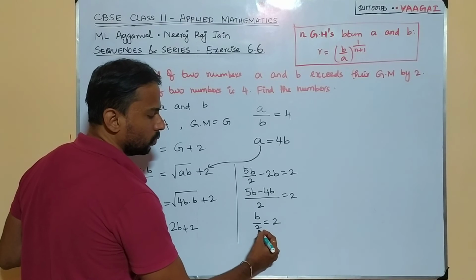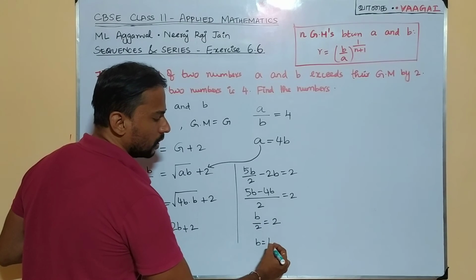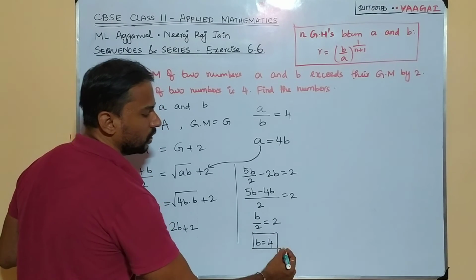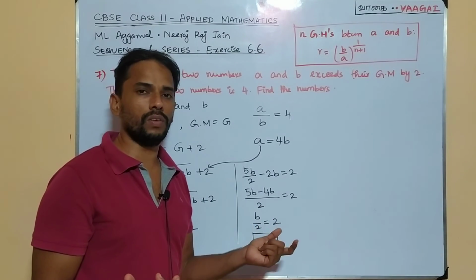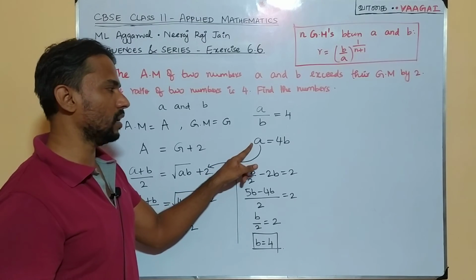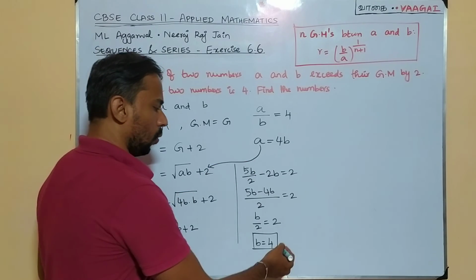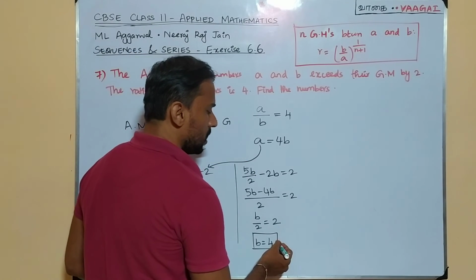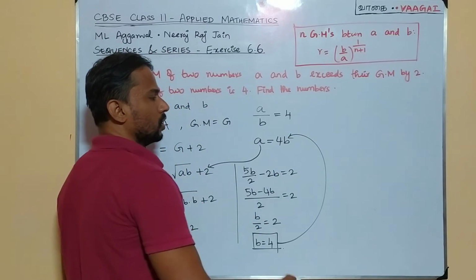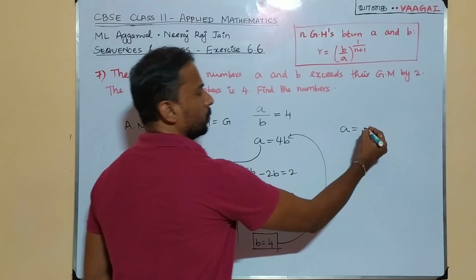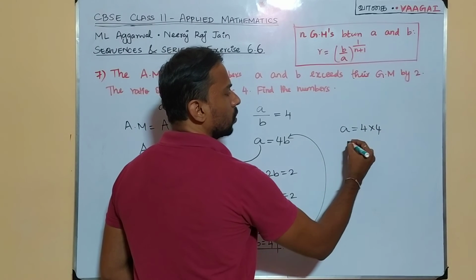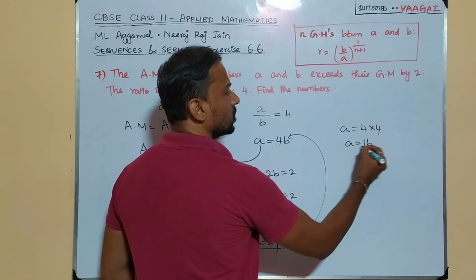So B is equal to, this 2 I can take there, 2 2s are 4. So successfully we got the value of B, that is, we got one of those two numbers. With this we can easily find the other number also, because we know the relation A is equal to 4B. Now we will substitute B equal to 4 in this relation. So A is equal to 4 into B, that is 4 into 4. So you will get the value of A also. 4 4s are 16.